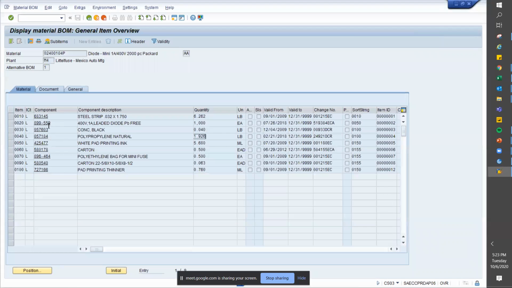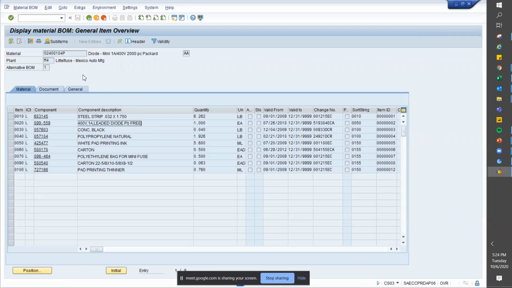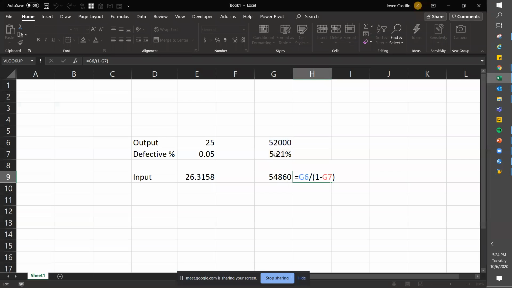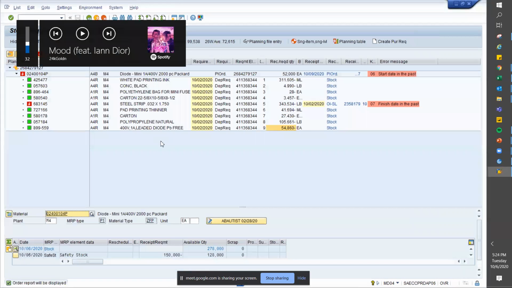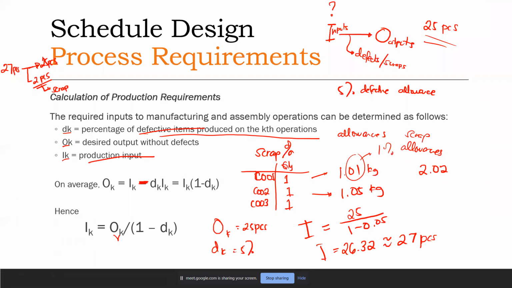Ang component na tinignan natin is 899,559. This particular item. Okay? So once again, kahit 1:1 siya sa bill of materials, palagi may kino-consider tayo na allowances for defects. Questions? Nakuha po? Okay, good. Now, let's continue.